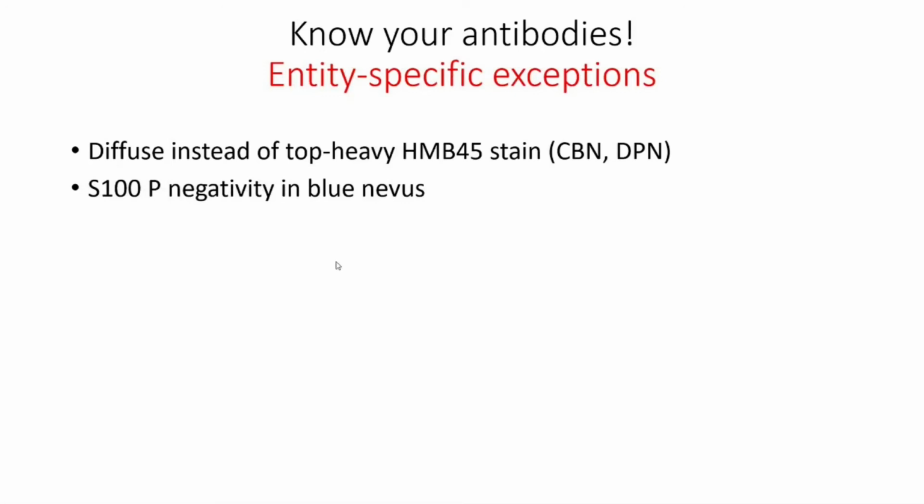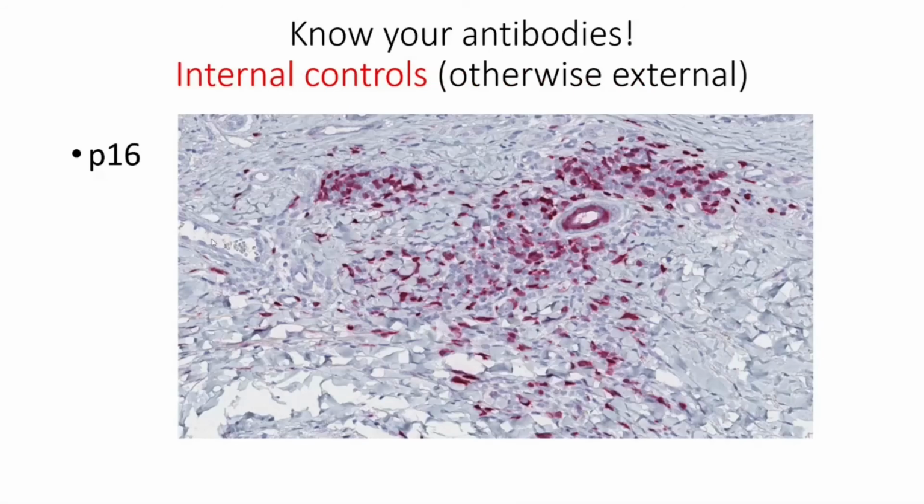And some of the patterns can be specific for some entities. For example, if you have a diffuse instead of a top-heavy HMB45 stain, this is something that is expected in a cellular blue nevus or in a deep penetrating nevus. Another example is the loss of S100 expression in the blue nevus group. Another important thing is you have to know your internal controls, especially if you're expecting to assess a complete loss of some of the expression.